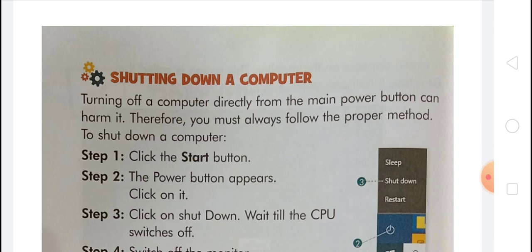Turning off a computer directly from the main power button can harm it. That means if you turn off the computer directly from the main power supply, it can harm it. Therefore you must always follow the proper method, these rules, for shutting down a computer.